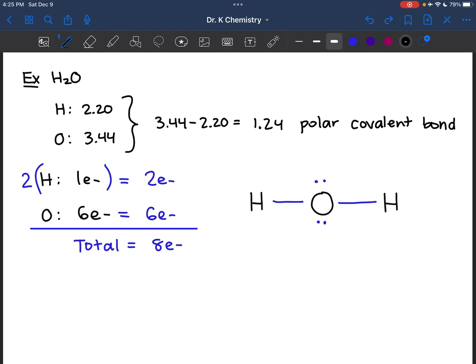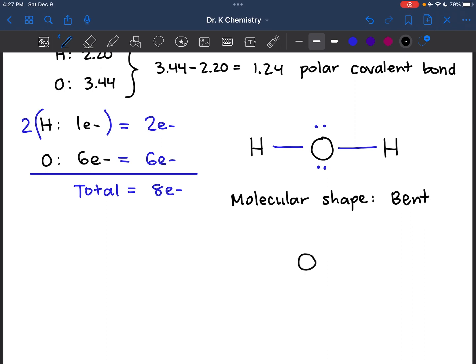Now we need to determine the molecular shape. So the central atom has 4 electron groups around it, which means that the electronic geometry is tetrahedral. However, it has 2 lone pairs of electrons around it, which means its molecular geometry is bent. And if you're not sure, you can check out the molecular shapes video to make sure that that makes sense. So the molecular shape is bent, which means that the structure is actually going to look like this.